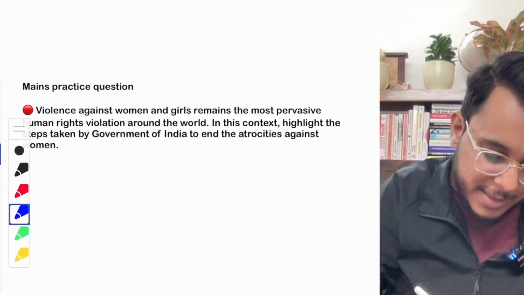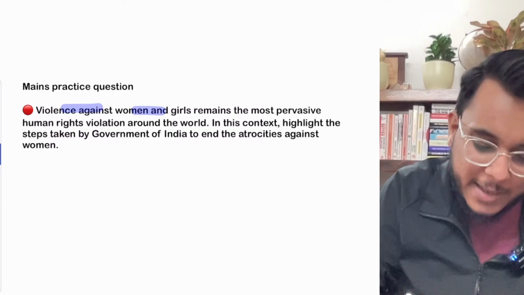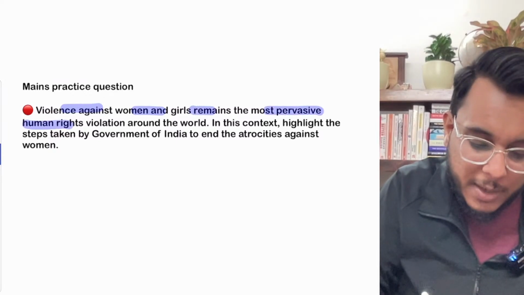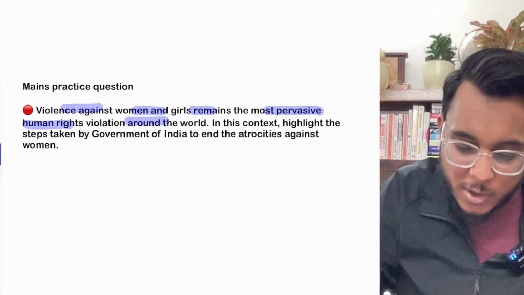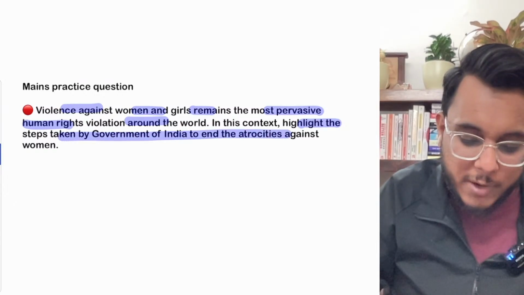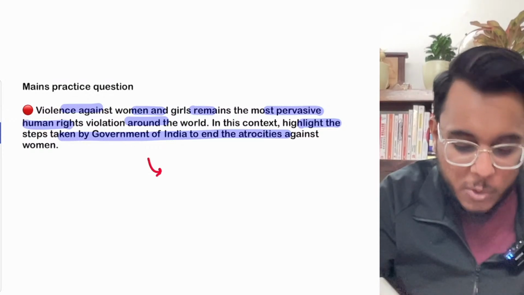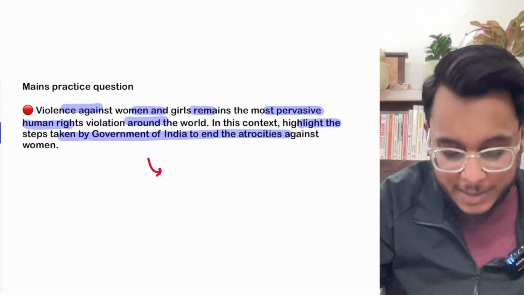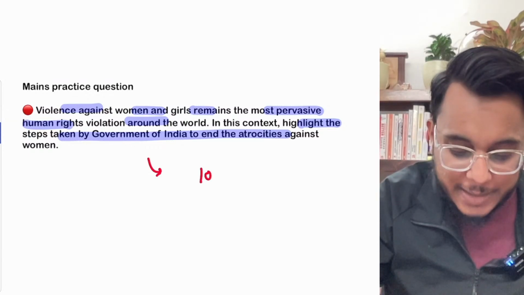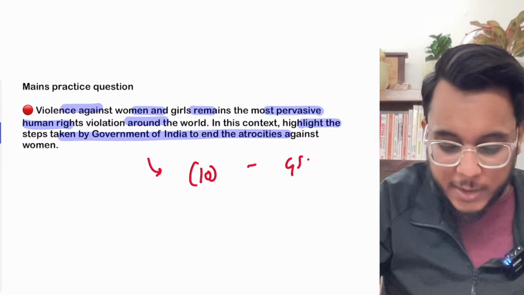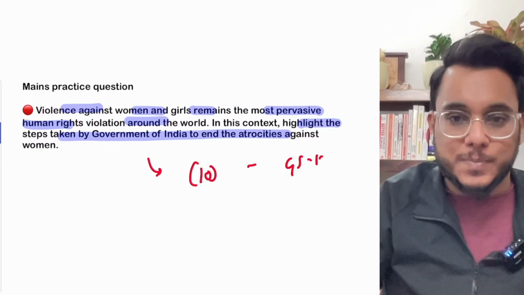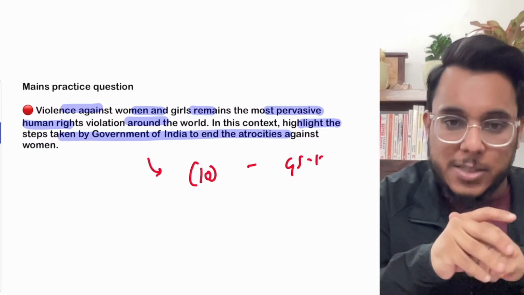So today's question says that violence against women and girls remains the most pervasive human rights violation around the world. In this context, highlight the steps taken by the Government of India to end the atrocities against women. Now, on this particular question, you try to write a 10 marker answer, and this question will be important for GS paper number 2. That is all, guys, about this analysis today.